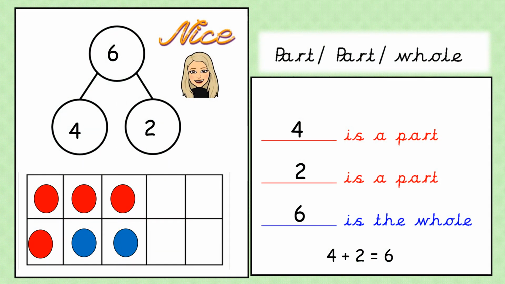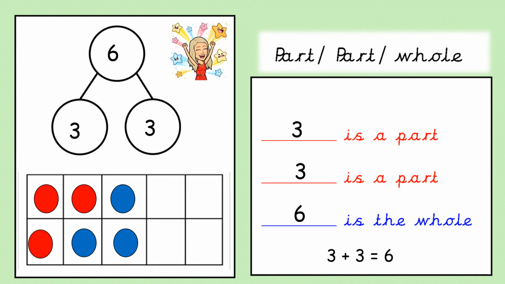Okay, so the next number bond that you could have written is 4 and 2 is equal to 6. So 4 are red, 2 are blue, and all together on our 10 frame we have 6. So our number sentence is 4 and 2 is equal to 6. Okay, another number bond is 3 in this part, 3 in this part, and the whole is 6. It's represented on the 10 frame, 3 red, 3 blue, all together we have 6. And our number sentence is 3 plus 3 is equal to 6.